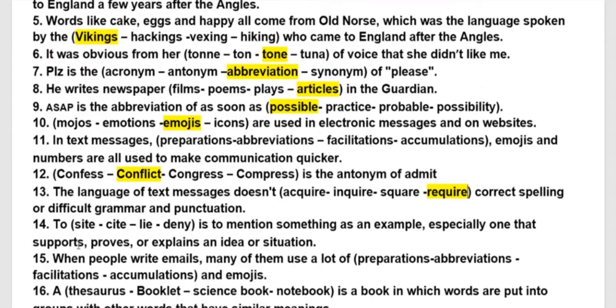14. To cite is to mention something, or to refer to something. Cite. But site here, right, means location. Site: spot, location, or plot. But cite, right, means mention or name or specify something.